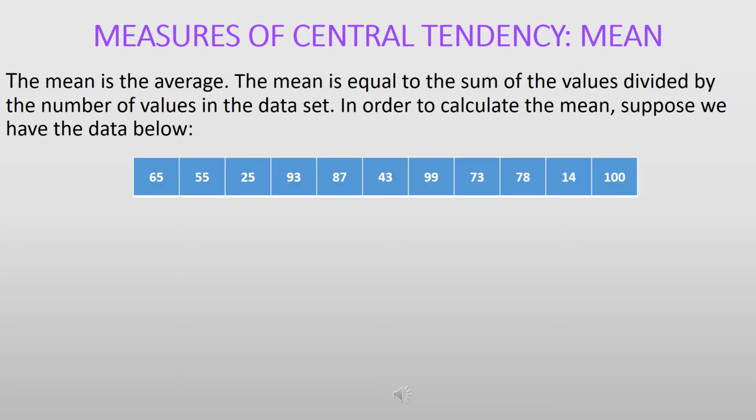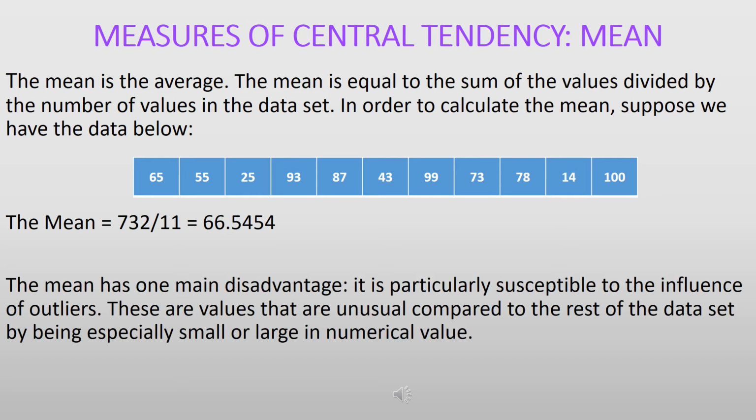Using the data set from the previous slide, the sum of 65 plus 55 plus 25 plus 93 plus 87 plus 43 plus 99 plus 73 plus 78 plus 14 plus 100 equals 732. 732 divided by 11, the number of values in the data set, equals 66.5454. Therefore, the mean is 66.5454. The mean has one main disadvantage.